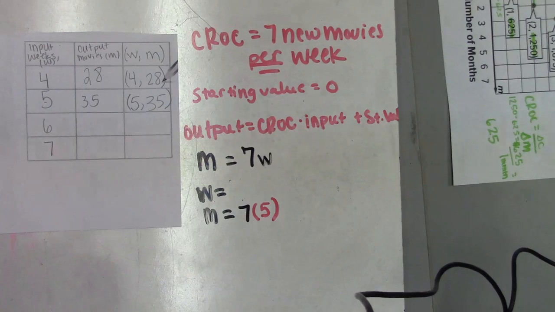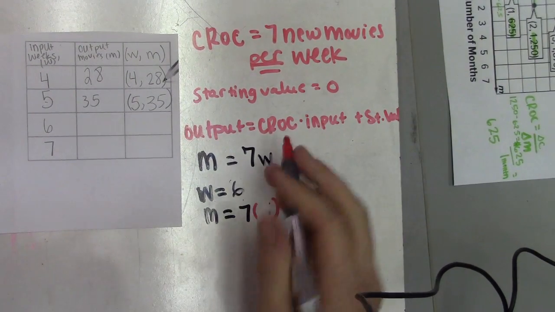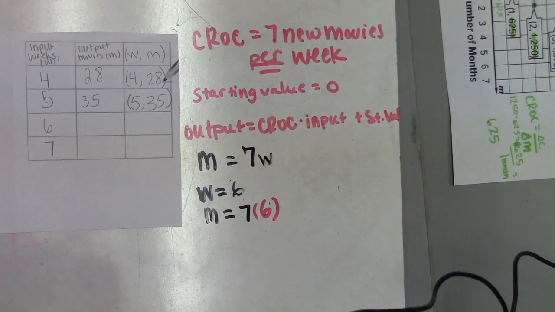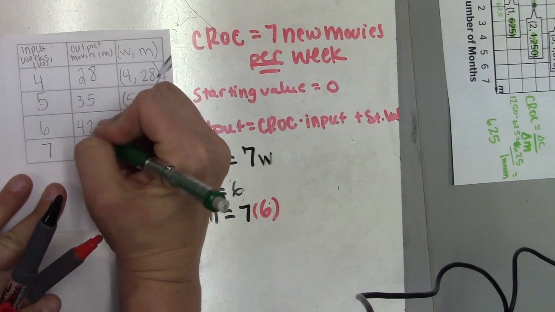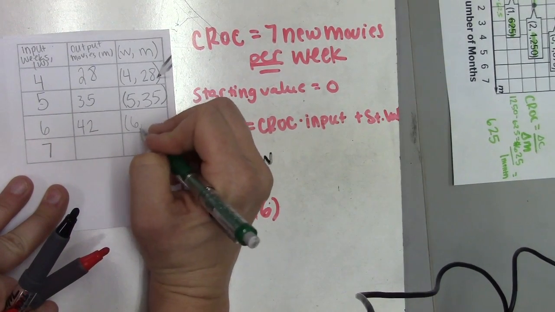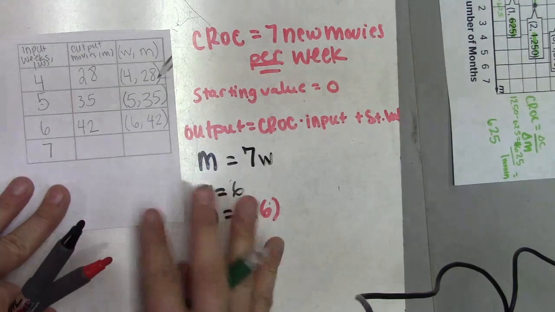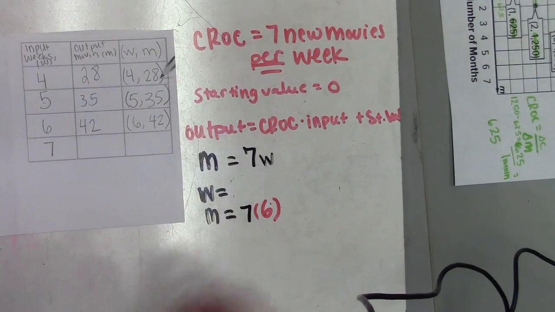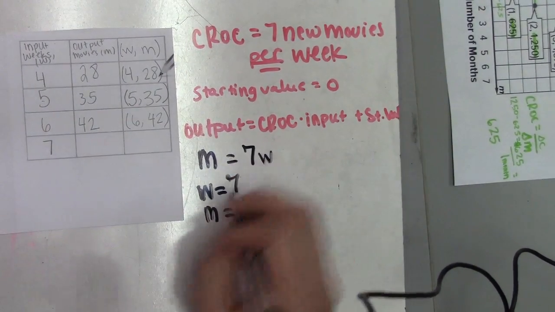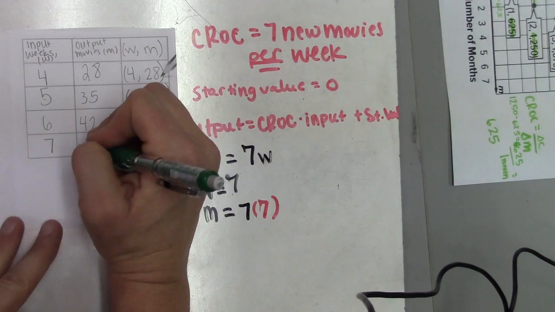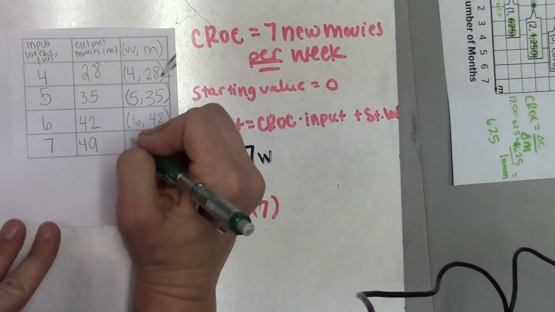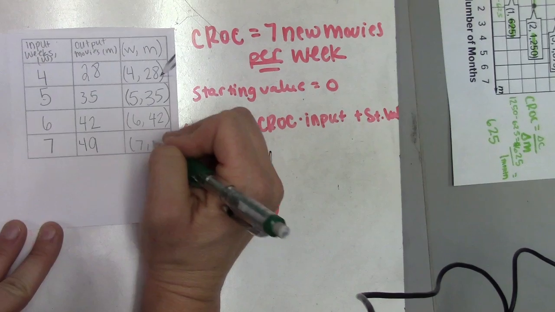Well, what if the number of weeks is 6? Well, W equals 6, and in place of W, I'm going to write 6. And I know that 7 times 6 is 42. So my ordered pair will be 6, 42. And for the last one, we want W to equal 7. So in place of W, I'm going to substitute 7. And 7 times 7 is 49. So my ordered pair would be 7, 49.